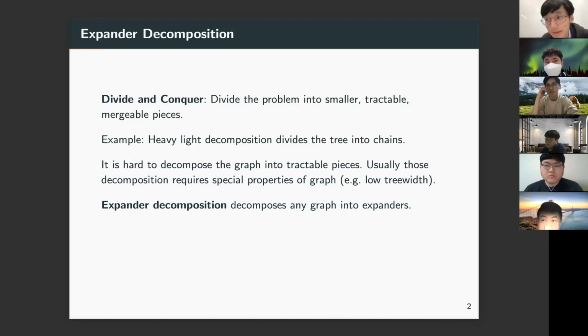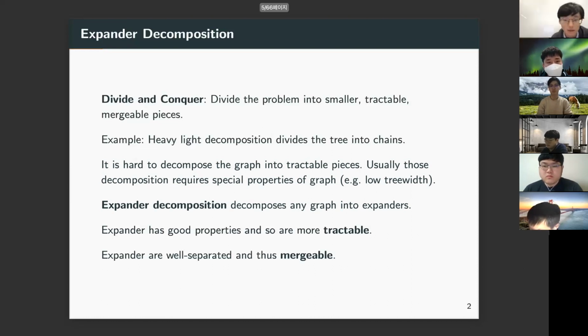In that sense, expander decomposition is interesting because it is a decomposition of any graph. It decomposes any graph into, possibly not smaller, but anyway tractable and mergeable pieces of expanders. Expanders have good properties, and we'll talk about that later. They are more tractable, and expanders are well separated, so it is easier to merge them.